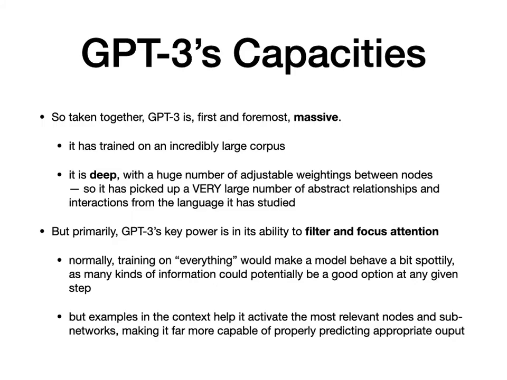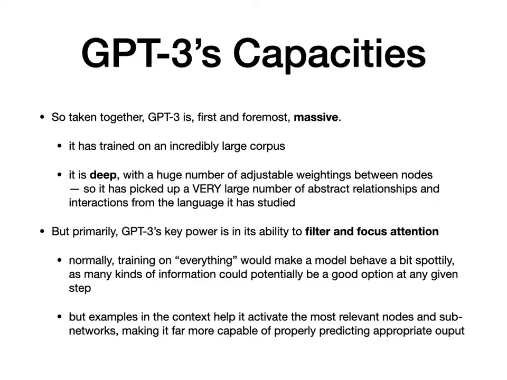So, what is GPT-3 capable of? Again, altogether, it's just big, right? It has this incredibly large corpus. It is deep with a huge number of weightings between nodes, so it can pick up a very large number of abstract relationships and interactions from the language that it has studied, all captured in the weights between those nodes. But primarily, its key power is this filter and focus stuff.